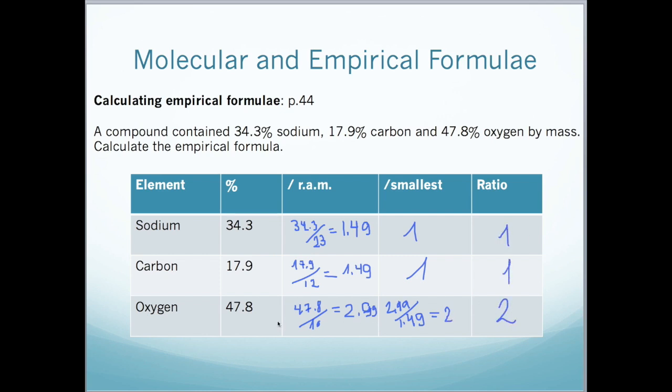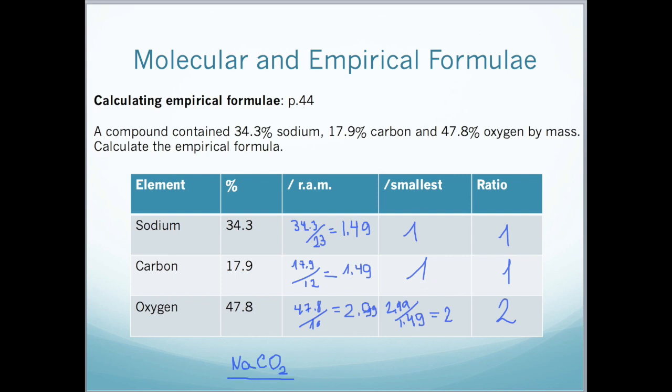So then we can work out the empirical formula. So we know that for sodium there is 1 of it. So we just write sodium. We don't usually write 1. For carbon there is also 1. So we write C as 1. And for oxygen we got 2. So this is our formula of our compound. And this is the easiest way to work it out.